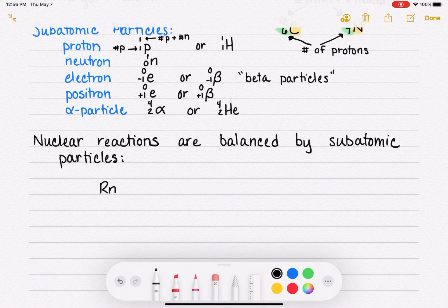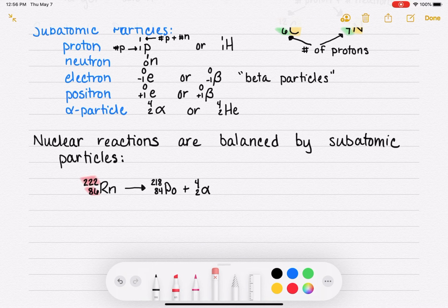This is radon with a mass number of 222. And when we're writing nuclear reactions, it's really common for us to show all of these numbers because it helps us balance the equations easier. And the product of this radioactive decay is going to be polonium-218, which has an atomic number of 84, and an alpha particle.